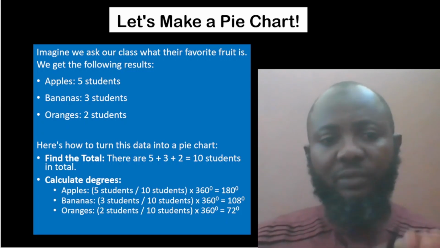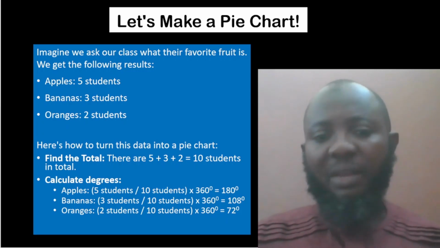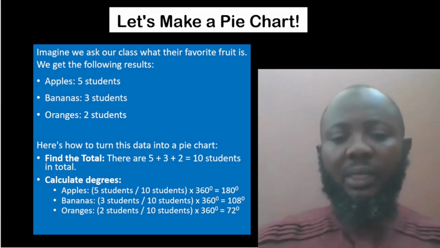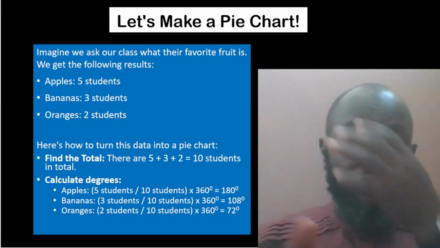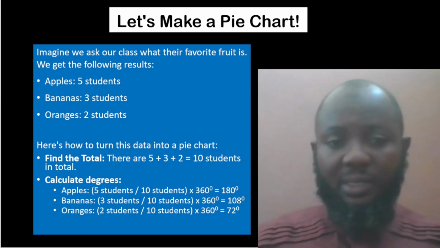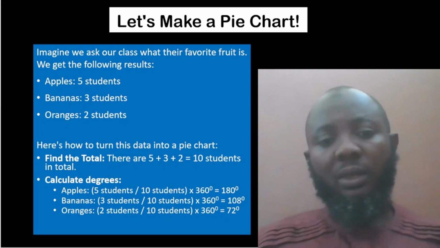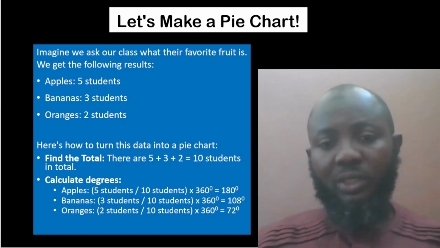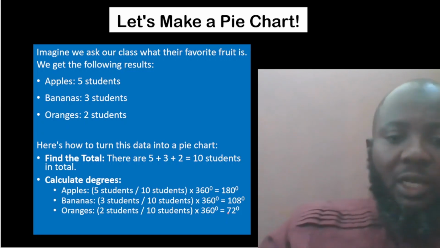For bananas, we have 3 students. That will be 3 students divided by 10 students, multiplied by 360. That will give us 108 degrees. Then the last one, which is orange. 2 students prefer orange. That's 2 divided by 10, which gives us 1 over 5. Then multiply by 360, which will give us what? 72 degrees.